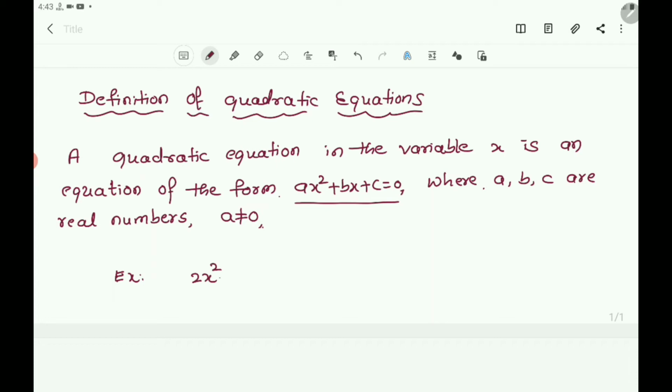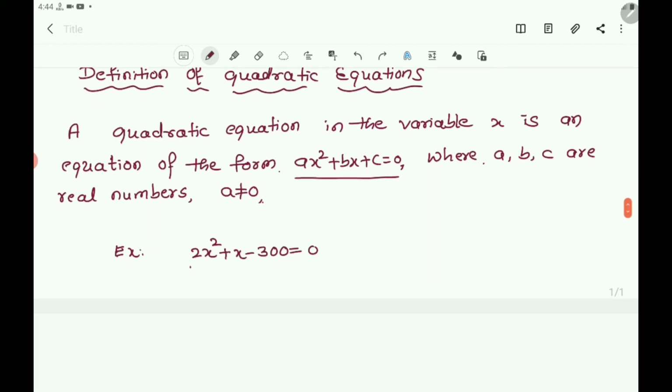First example we have taken already: 2x square plus x minus 300 equals 0. Here what is the value of a? A is 2. What is the value of b? B is 1. What is the value of c? C is minus 300.